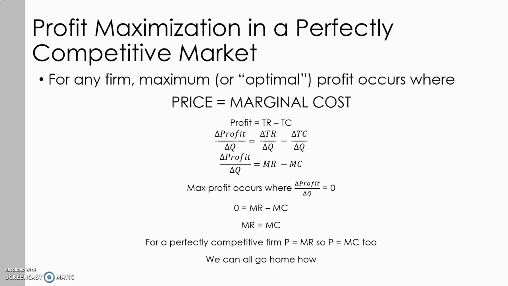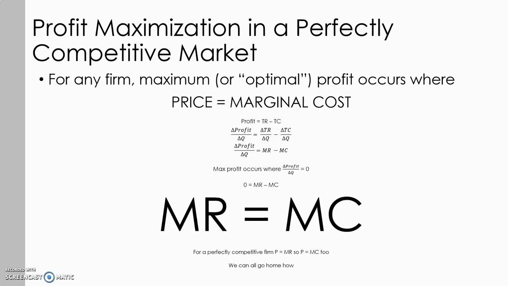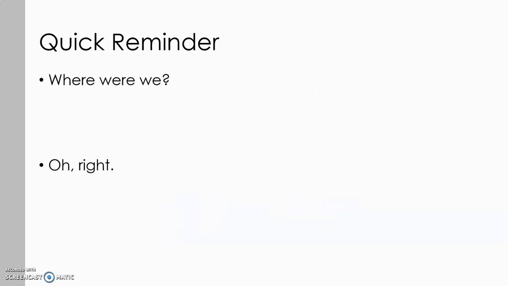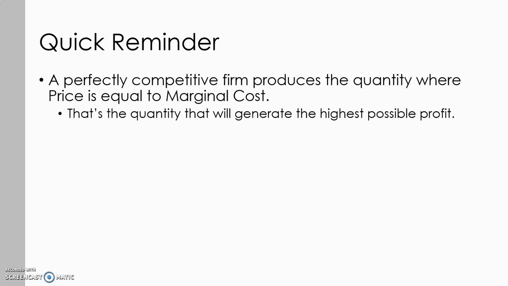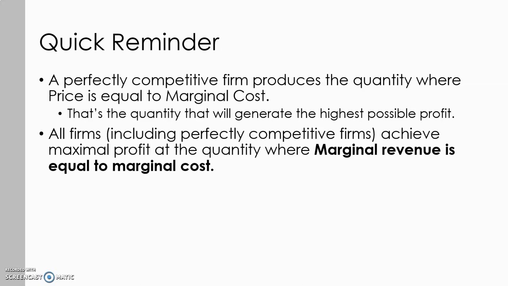A perfectly competitive firm is going to produce where price equals marginal cost because they have an additional constraint: price equals marginal revenue. And they're applying this condition that marginal revenue equals marginal cost. I say again, marginal revenue equals marginal cost at maximal profit. So for a perfectly competitive firm, price equals marginal revenue, so price equals marginal cost at their optimal level. All firms are going to achieve maximal profit where marginal revenue is equal to marginal cost.